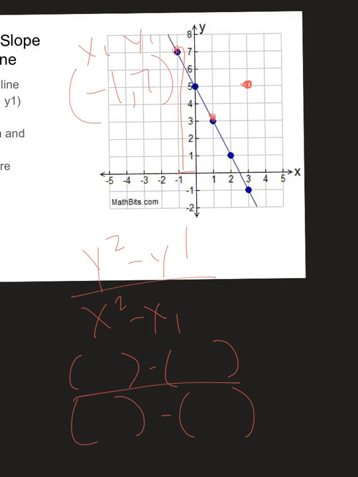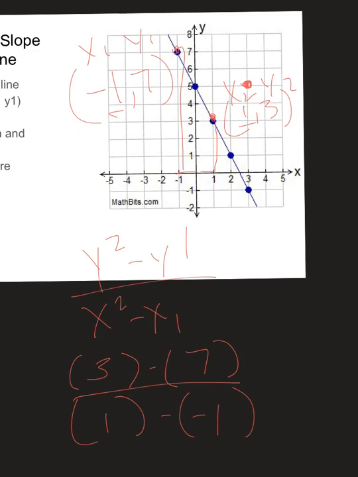Looking at the second point, I go 1 to the right, and now I'm going 3 up. So 1 to the right, 3 up, x2, y2. We're going to take this information and drop it in. I know y2 is 3. I know y1 is 7. I know x2 is 1, and x1 is negative 1.